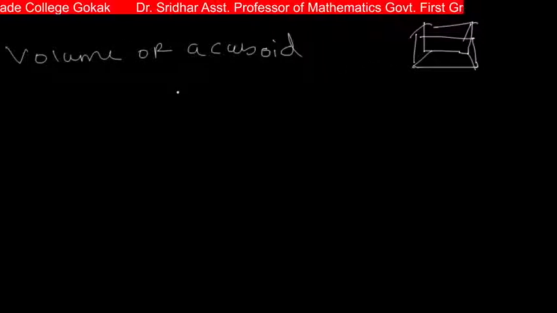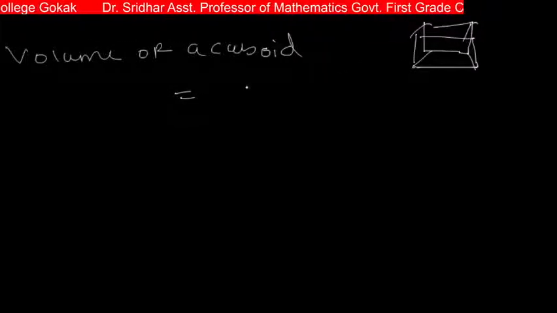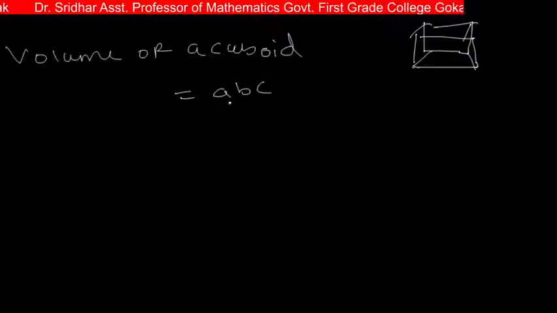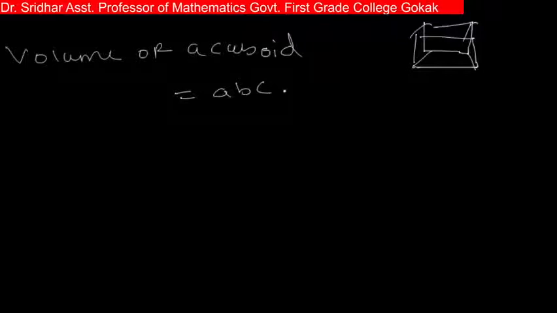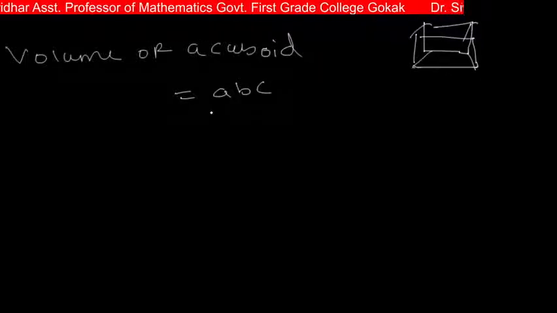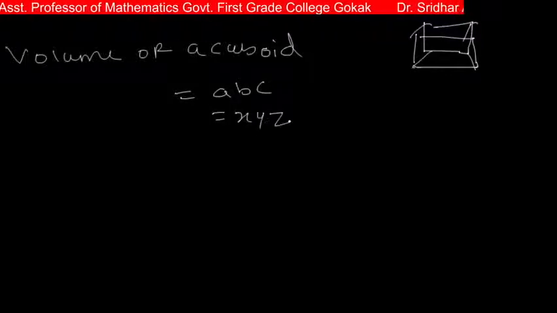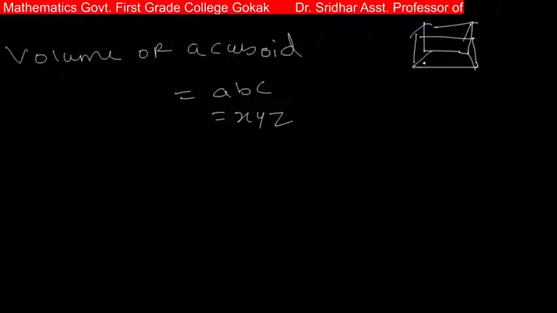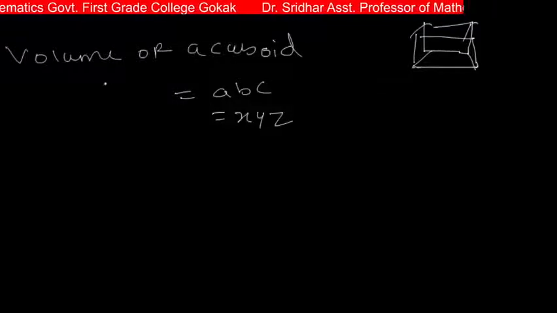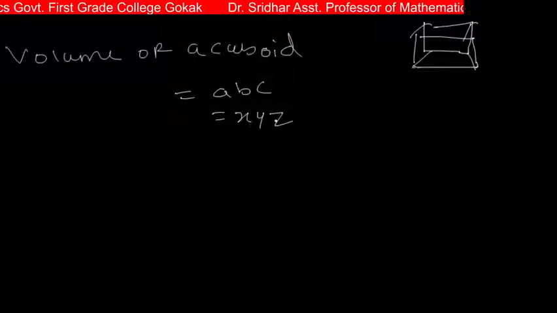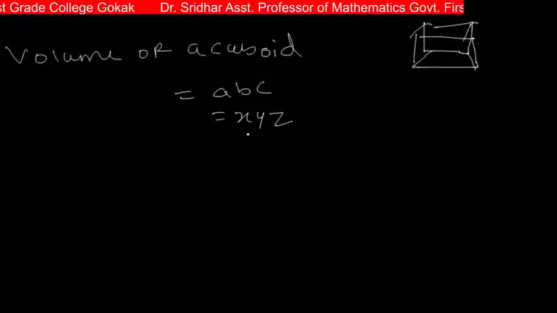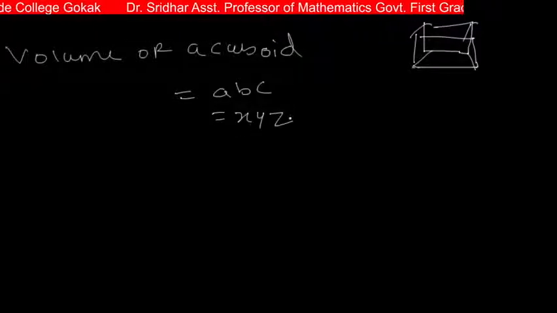So what is the volume of a cuboid? If A is the base, B is the height and C is the length, it is given by ABC, or in other words XYZ. If you take the base as x centimeter, the height as y centimeter and the width as z centimeter, then the volume of a cuboid is x into y into z. In this case, the volume of a cuboid depends on three variables x, y, z.